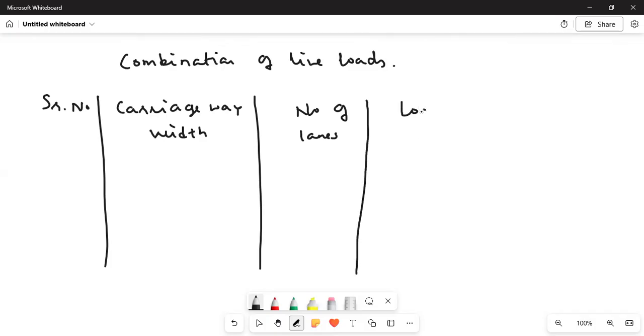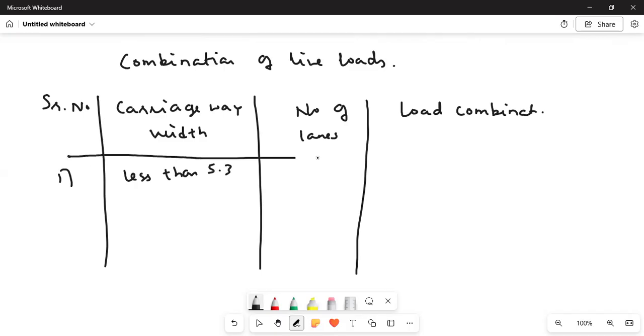Then you have the load combination. If the carriageway width is less than 5.3 meter, you only have to provide one lane. And in the one lane, what load you will put, I will tell you here, the load combination. The width of the carriageway is less than 5.3 meter. And in that case, you only have to provide one lane.